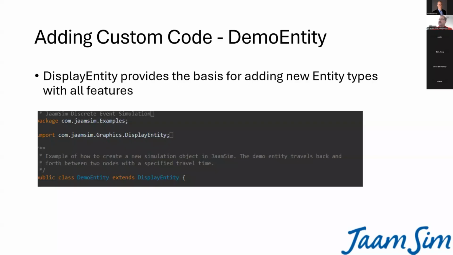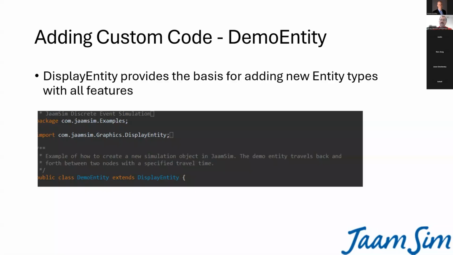So a quick tour of the key pieces that you'll need to take care of to add your own code. We have a version shipped within the source code called demo entity, which is just a demonstration of a lot of the different pieces to add your own code to JaamSim. It's not exposed by default in the UI. It's purely for reference for people wanting to add their own objects. And the best place to start would be something that extends display entity.